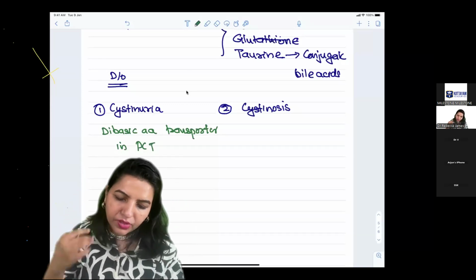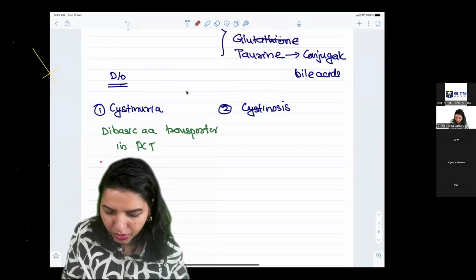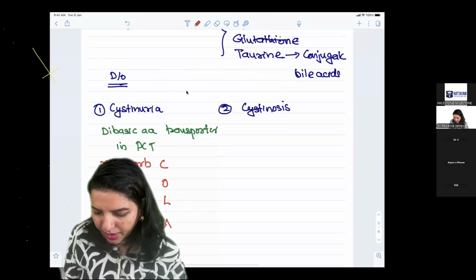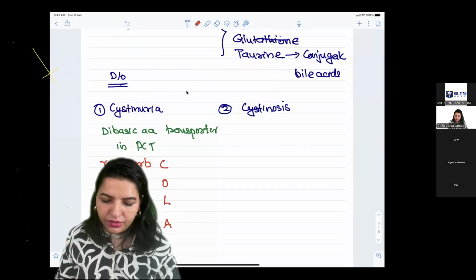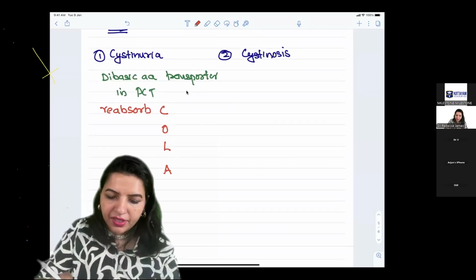So there is the defect. What is the role of this dibasic amino acid transporter? Its role is to reabsorb COLA. That's the role of it. So what is that C? What is that O? What is that L and A? Who will tell me?